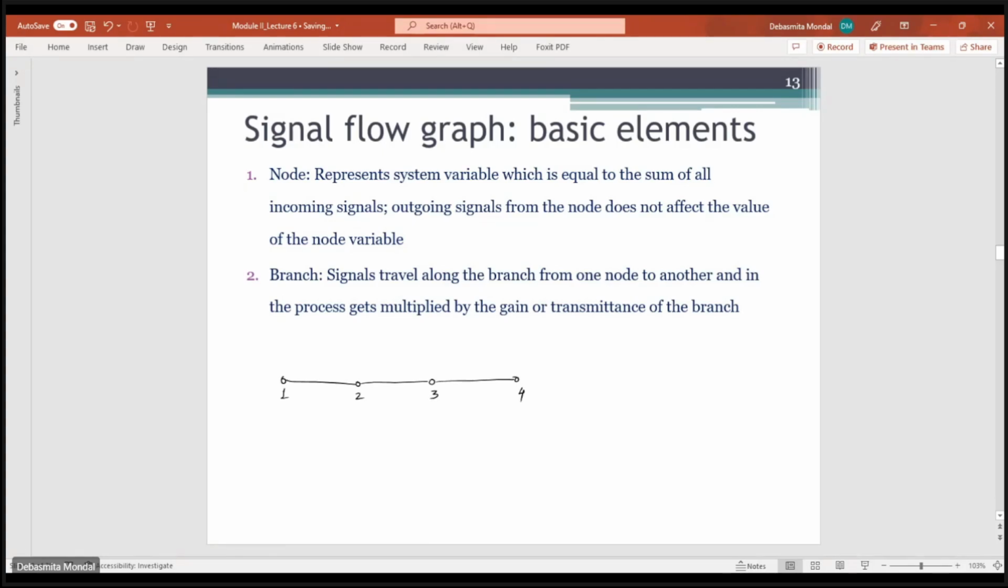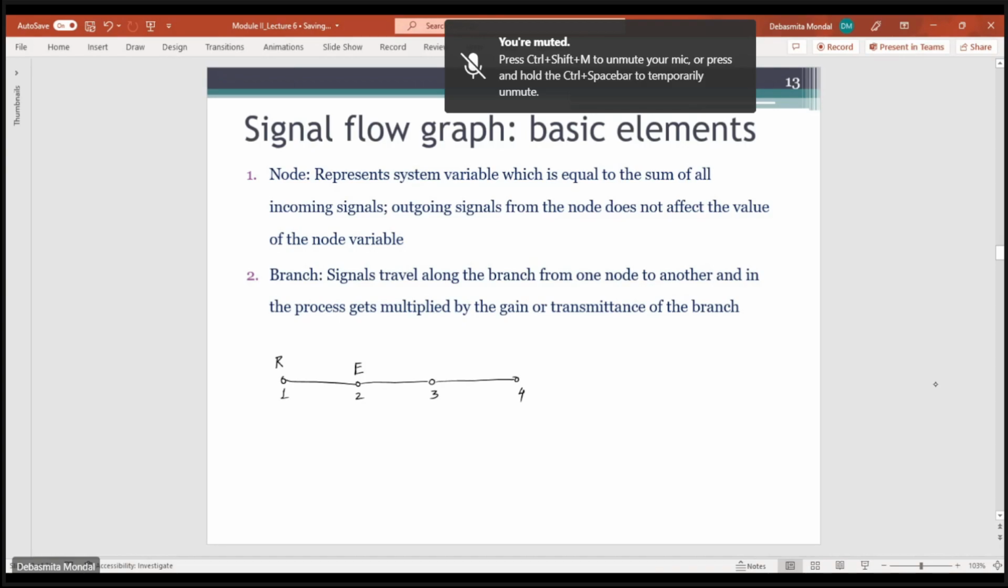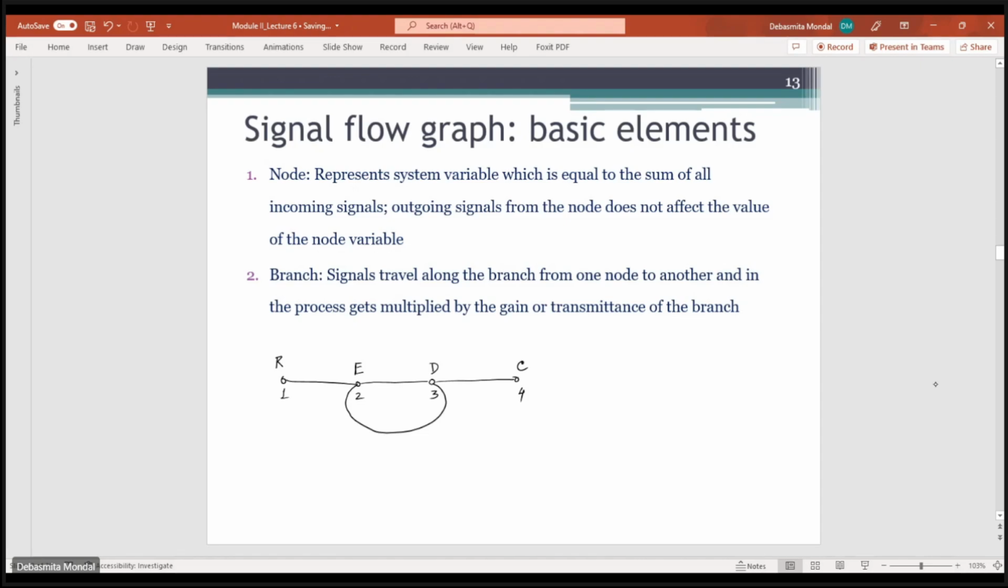So there are 4 nodes in the system. Let's say node 1 is represented by R, this is E, this is D and this is C, and there is a feedback between node 3 and node 2. The connections between two nodes are known as branches.